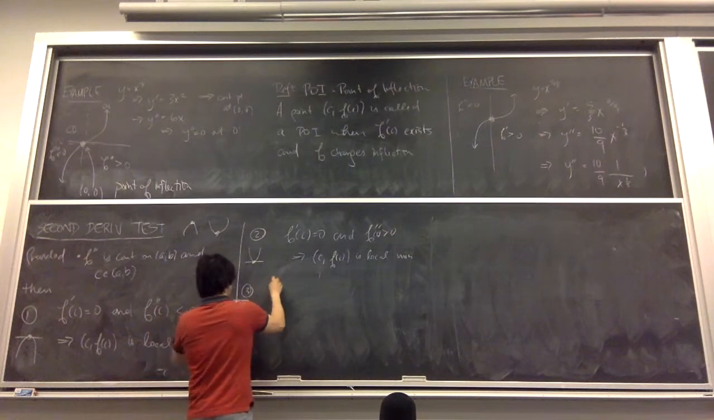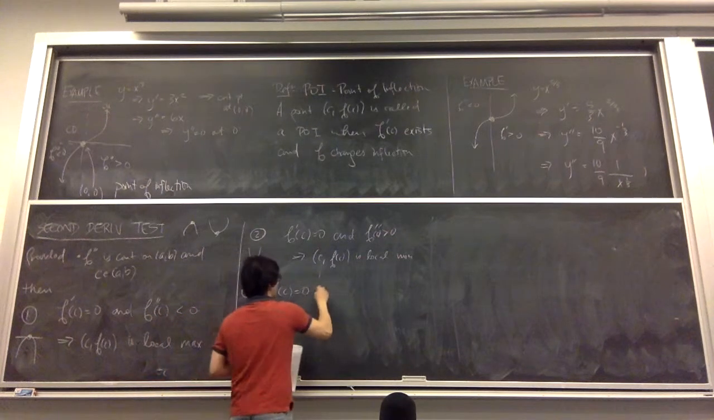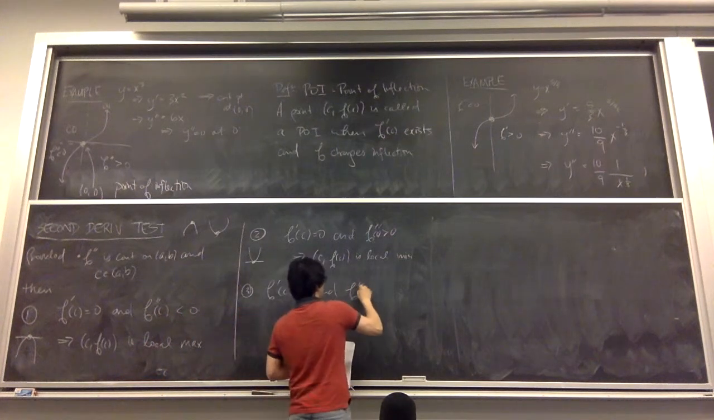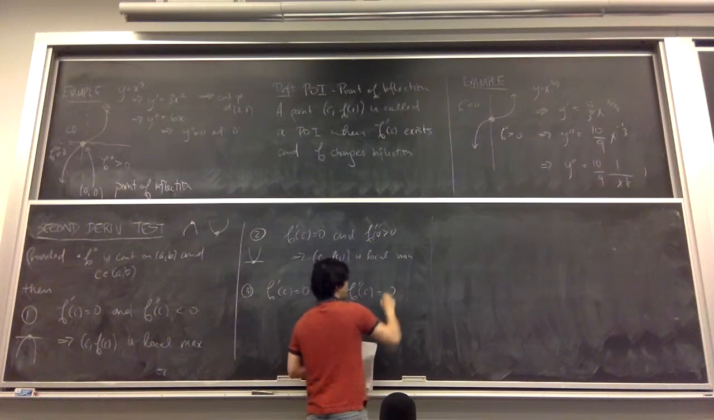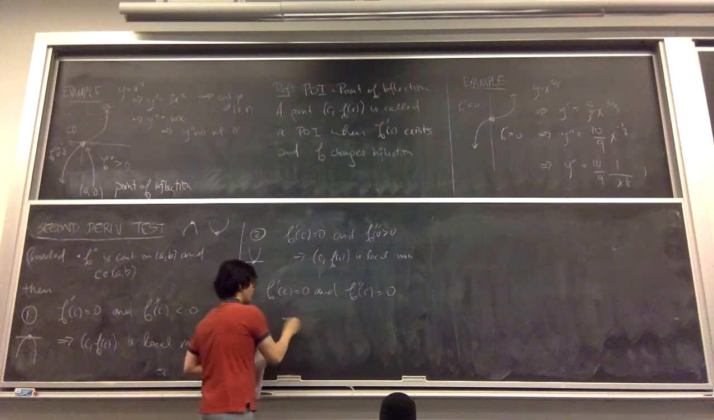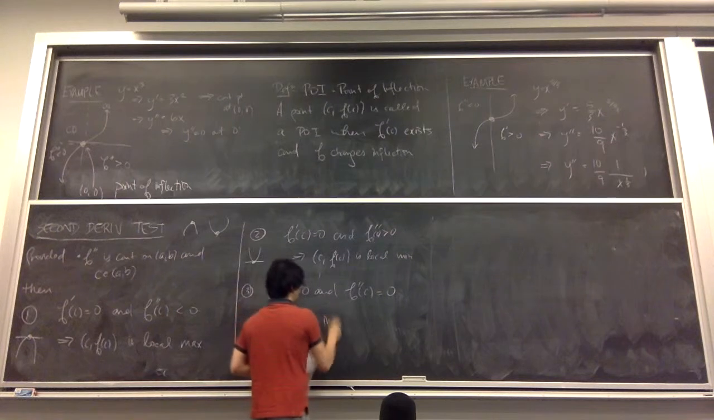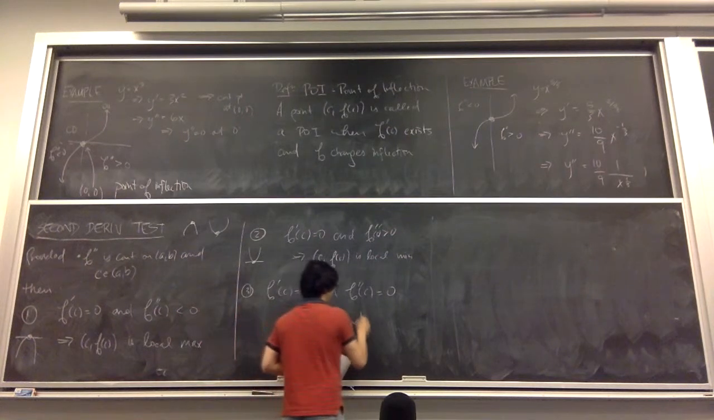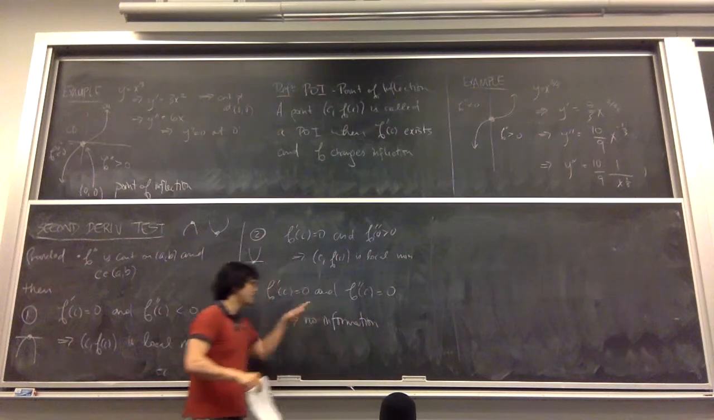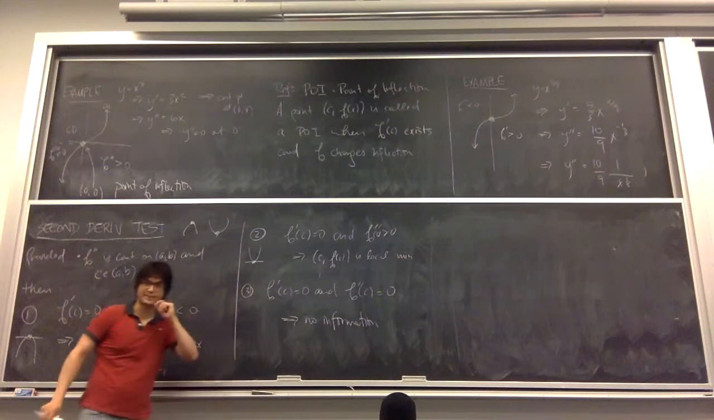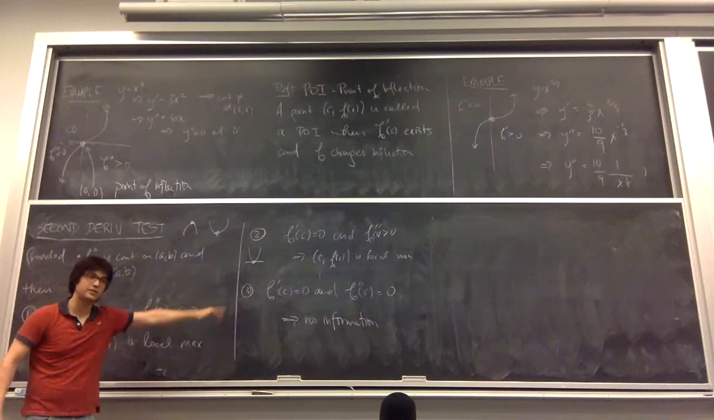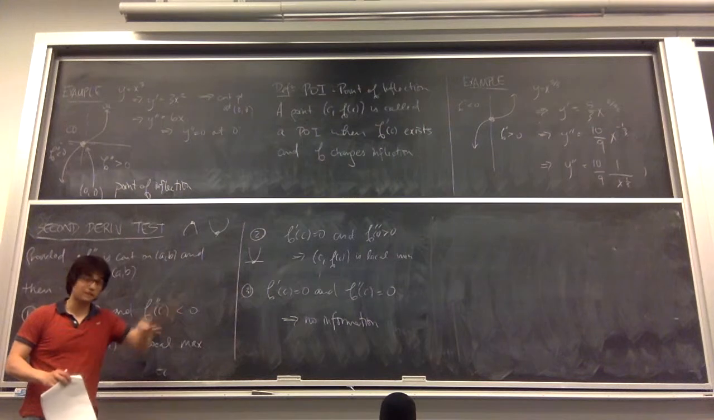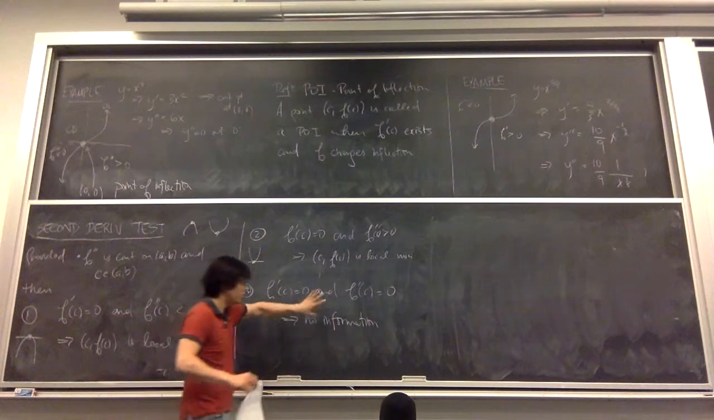If you have the case that f prime of c is 0 and f double prime of c is 0, you get no information. This doesn't mean that there isn't a local minimum or maximum there. It means that this test is inconclusive in determining that. That's different. Otherwise, this would really be a test.